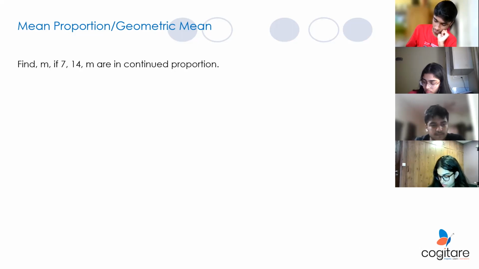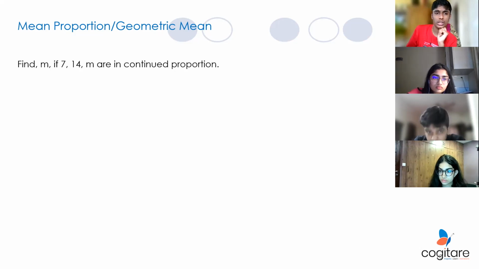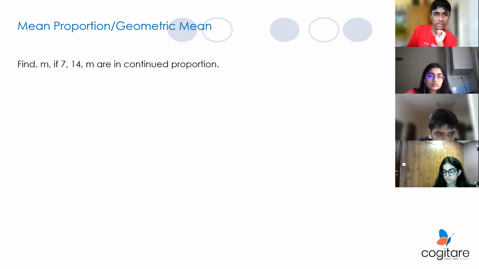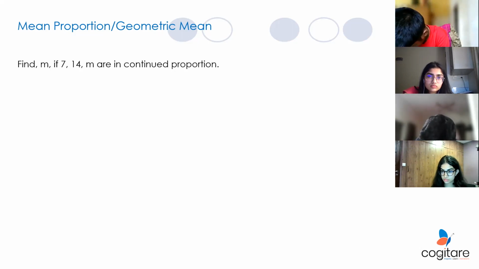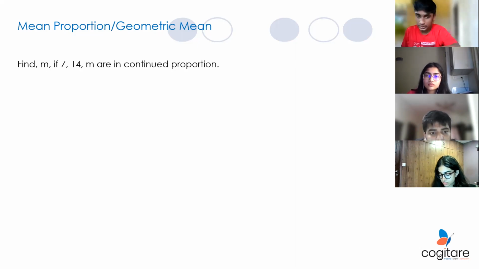Shreyans, what's the answer? 28. Daksh? 1 second, ma'am. How long, guys? Make it quick. Shruti, how much? 28, ma'am. 14 square is equal to 7 into x. 14 square is 196, which is equal to 7 into x. 196 by 7 is 28.